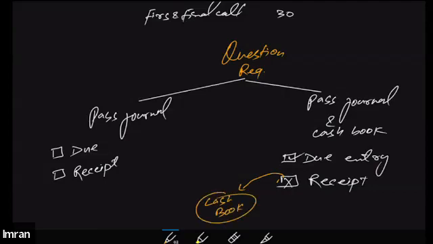You understand that? Whenever the question asks you to pass the journal entry, that is it, you will be passing the journal entry for the due as well as for the receipt. But if the question asks you to pass the journal entry as well as prepare the cash book, then we just pass the journal entry for the due. For recording the receipt of payment, the transaction will be recorded in the cash book. No journal entry will be done. No entry will be done. I hope this is clear, everyone.